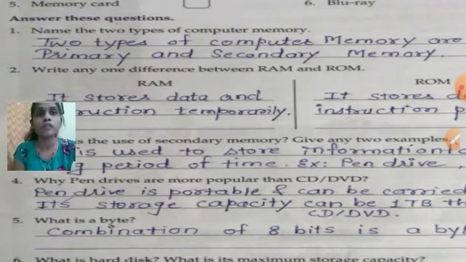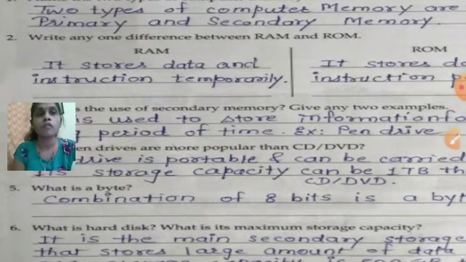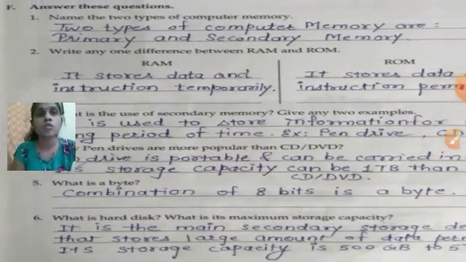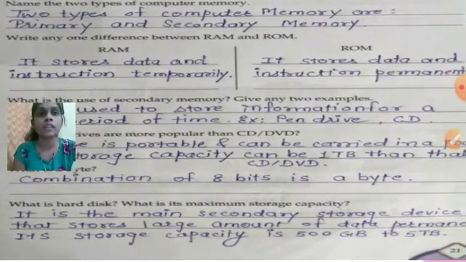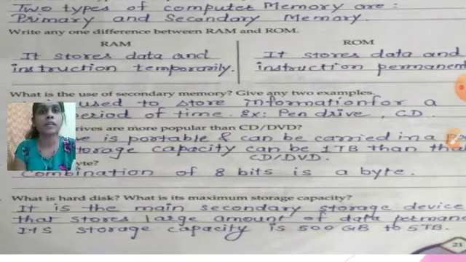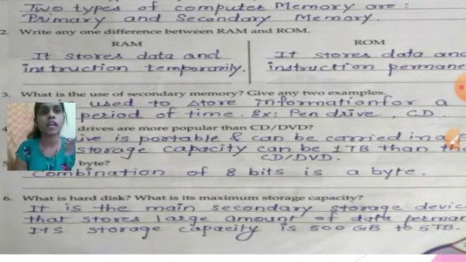Next, write any one difference between the RAM and ROM. RAM stores data and instruction temporarily. ROM stores data and instruction permanently. One is storing temporarily and one is storing permanently. That you have to write down.